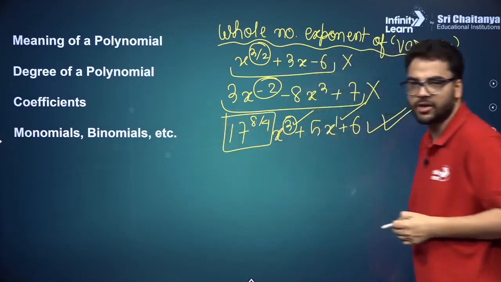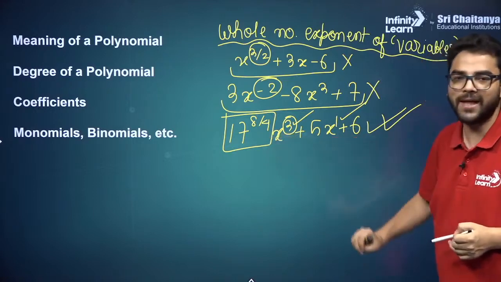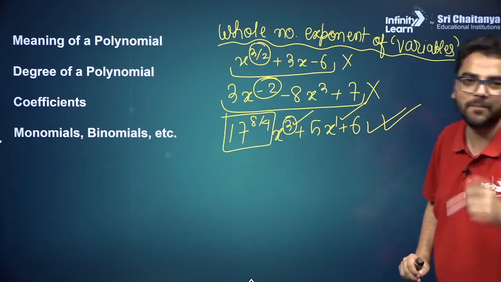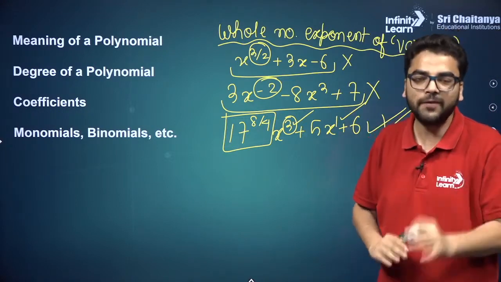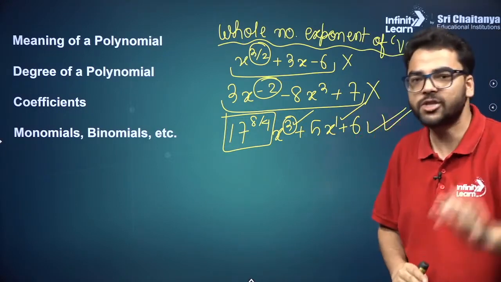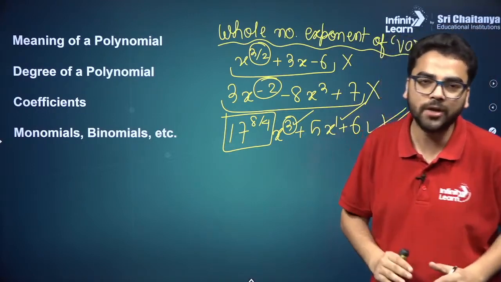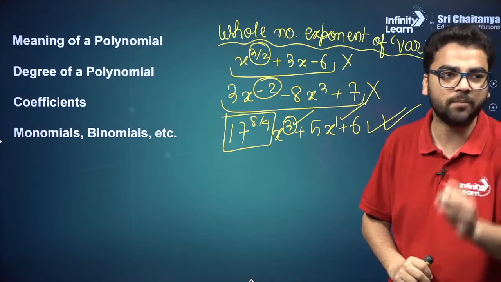This is the coefficient, right? You don't have to bother about that. You just have to see whether the whole number exponent of the variable is there or not. If the exponent of each variable present in that polynomial is a whole number, then that algebraic expression is a polynomial.